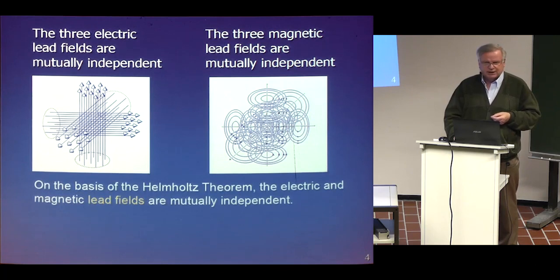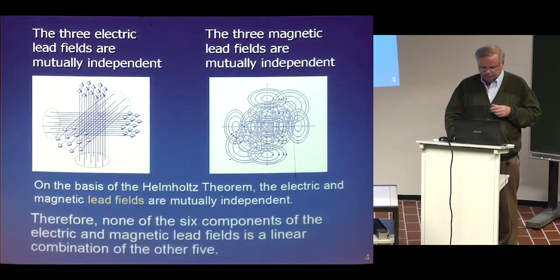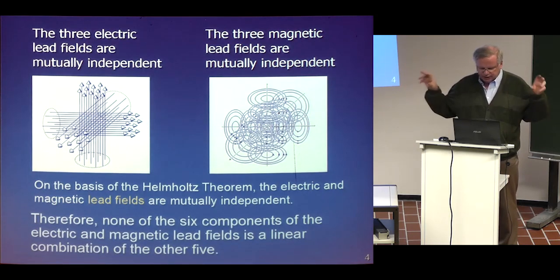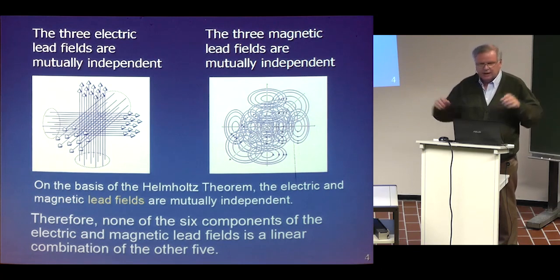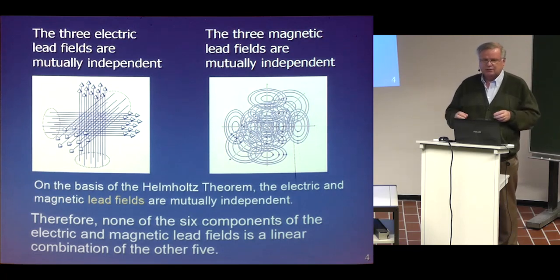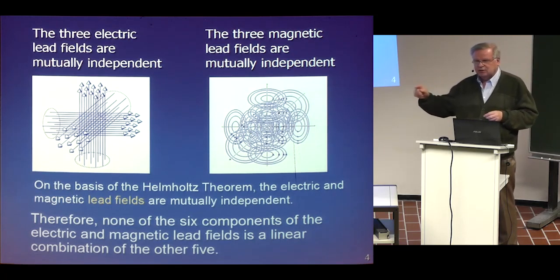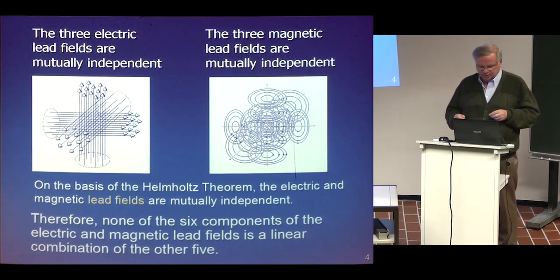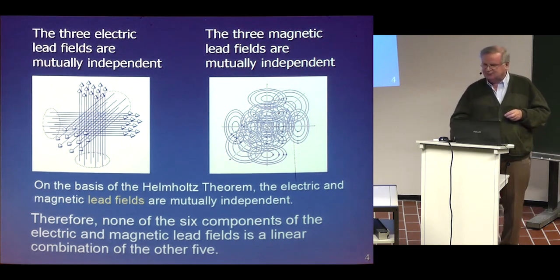What did Mr. Helmholtz say? On the basis of the Helmholtz theorem, the electric and magnetic lead fields are mutually independent. Therefore, none of the six components of the electric and magnetic lead fields is a linear combination of the other five. This is what Helmholtz said. The lead fields, the measurement sensitivity distributions, are independent. The detected signals are only partially independent. So I'm very happy to tell this to you in the Helmholtz Institute. This is a nice place to discuss this.